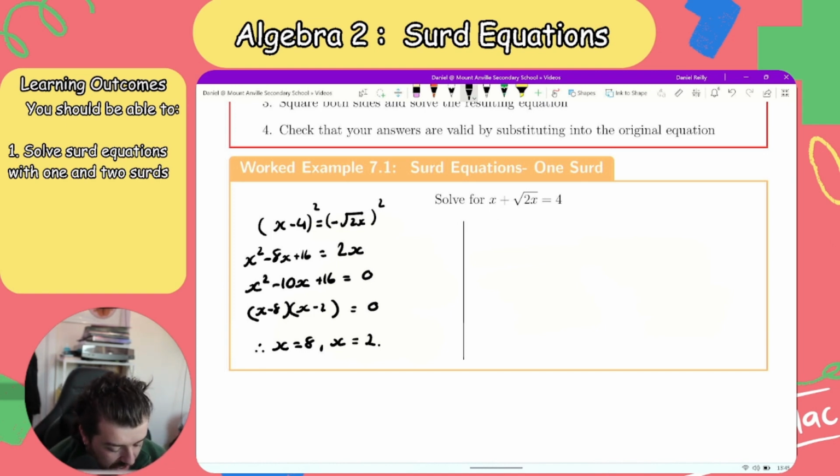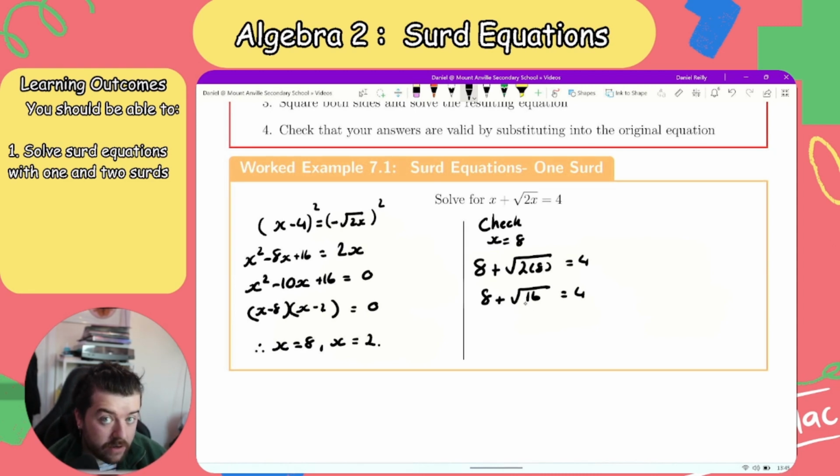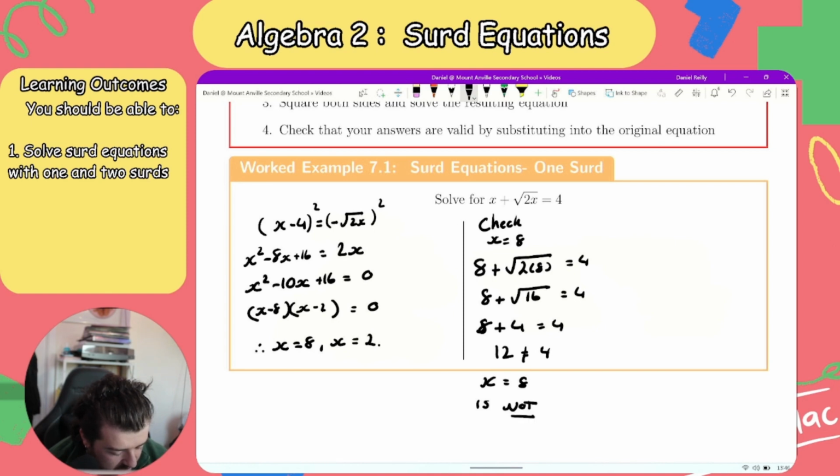First one I'm going to check is x equals 8. Let's sub it in: 8 plus root 2 times 8 equals 4. 8 plus root 16 equals 4. Remember, when we're evaluating a square root, we always take the positive. So it's 8 plus 4 equals 4, 12 equals 4. Not true. So x equals 8 is not valid.